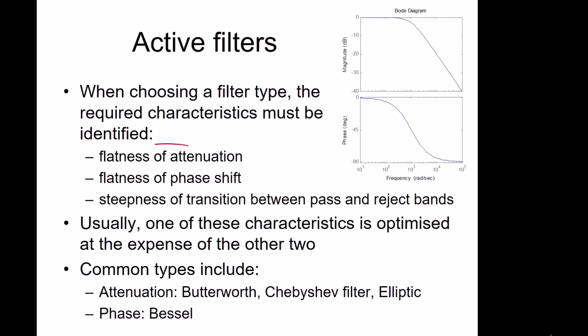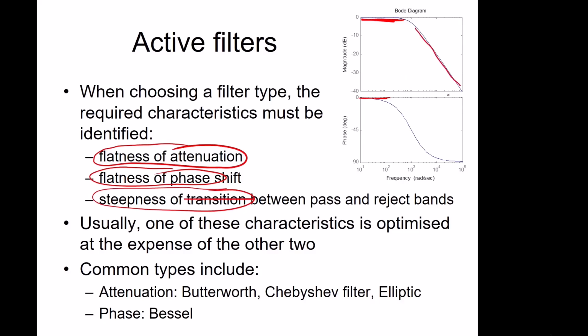It's flatness of attenuation. So if we look at the Bode plot in the top right of the slide, flatness of attenuation is how flat this part of our plot is. Flatness of phase, which is this part of our Bode plot, or the steepness of transition. So how quickly it changes between accepting frequencies and rejecting frequencies. So it's this part of our diagram.